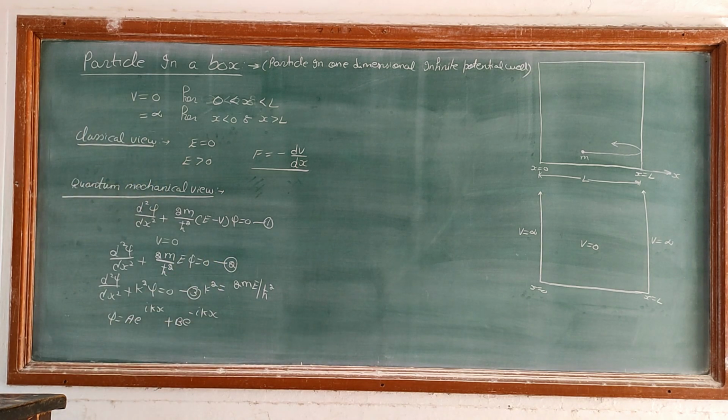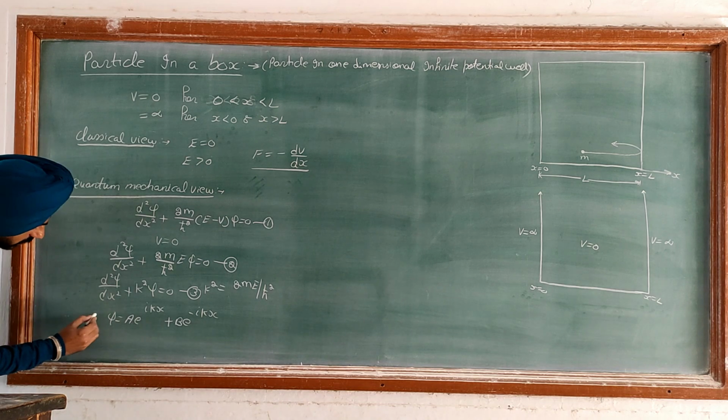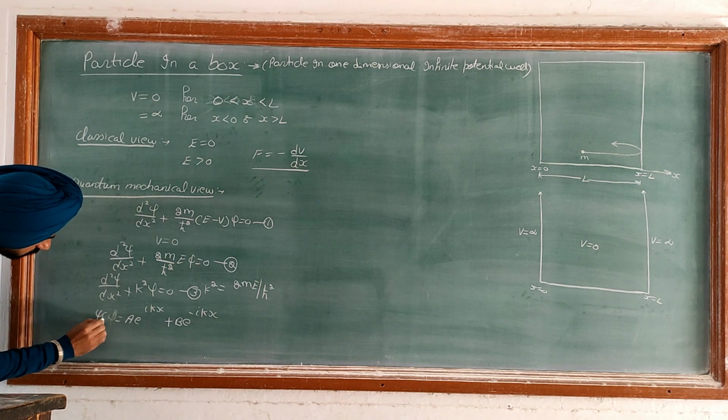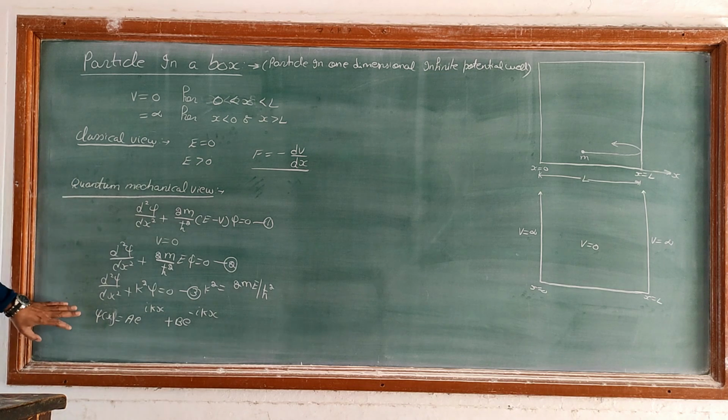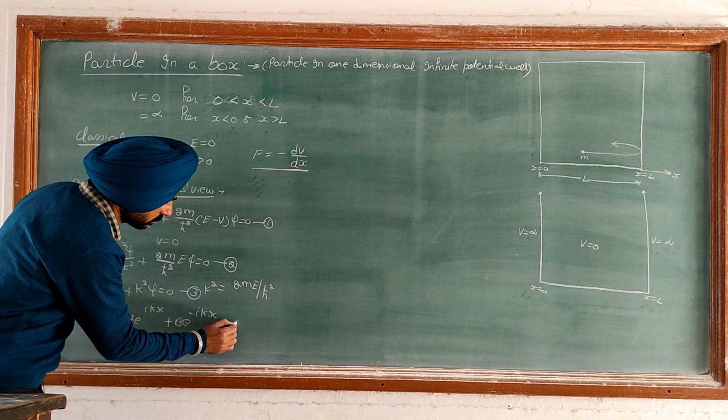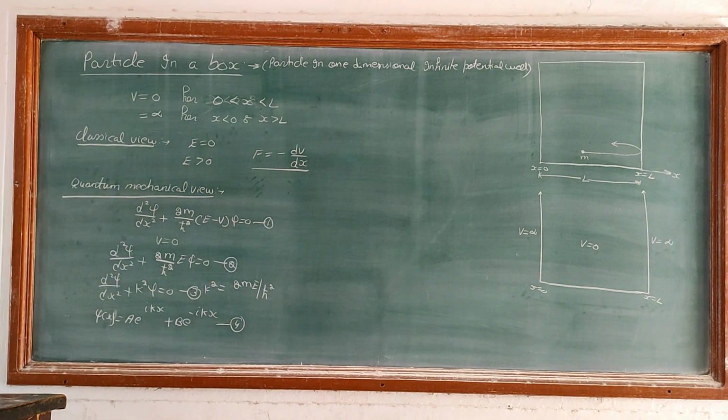It is better if we write it as ψ(x), because it is a function of x only. Let it be equation number 4. Now we will find out the constants A and B with the help of boundary conditions. Now what are the boundary conditions? In simple language, the conditions at the boundary.